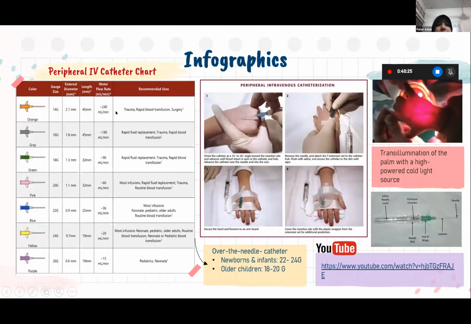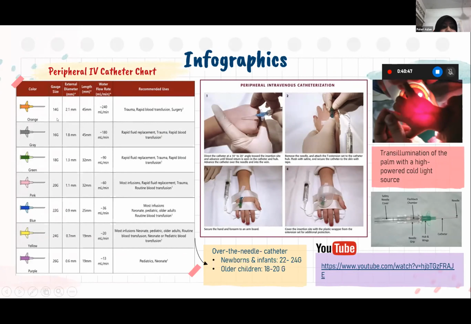So these are the infographics. These are the list of peripheral IV catheter chart that we use. For rapid infusion, we use orange, gray, and green. But for normal infusion, which is most infusion, we use purple, yellow, blue. The pink one is for rapid infusion.